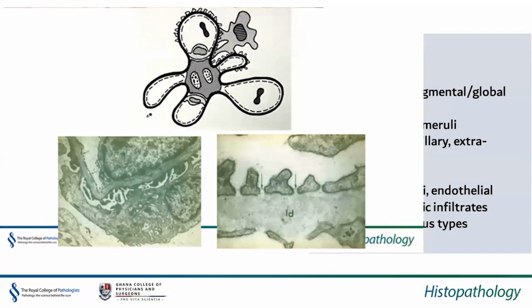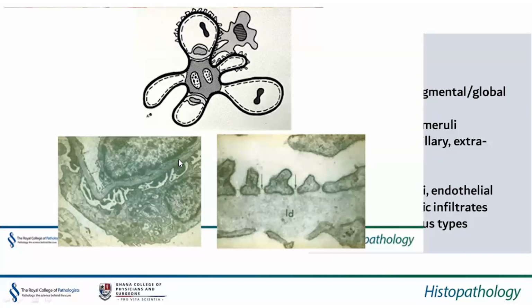This sieve-like function of the glomerulus occurs on account of the fenestrated endothelial cells and the glomerular basement membrane. This is the glomerular basement membrane here. This is the nucleus of the endothelial cells. The glomerular basement membrane has the lamina densa, which contains type 4 collagen.